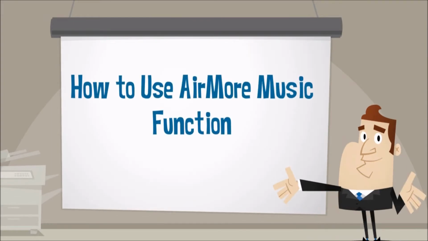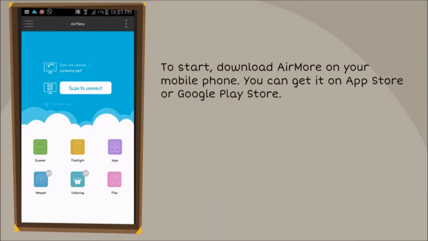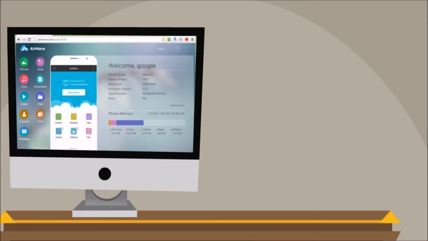To start, download AirMore on your mobile phone. You can get it on App Store or Google Play Store. Next, on your PC, go to airmore.com.